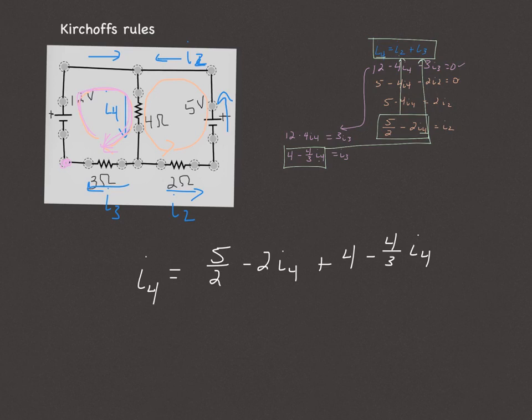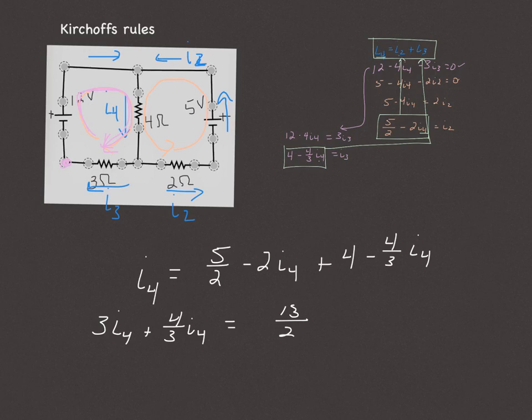So if I add the 2 I4 over to this side, I'll get 3 I4, and I'm going to add the 4/3 I4 over here as well, and that leaves the 5/2 plus the 4, where 4 is 8/2, 8 plus 5 is 13/2. Alright, so we just got to combine what's over here.